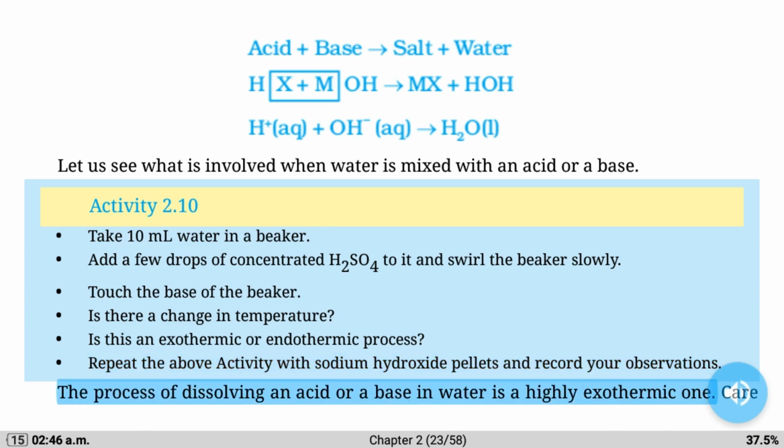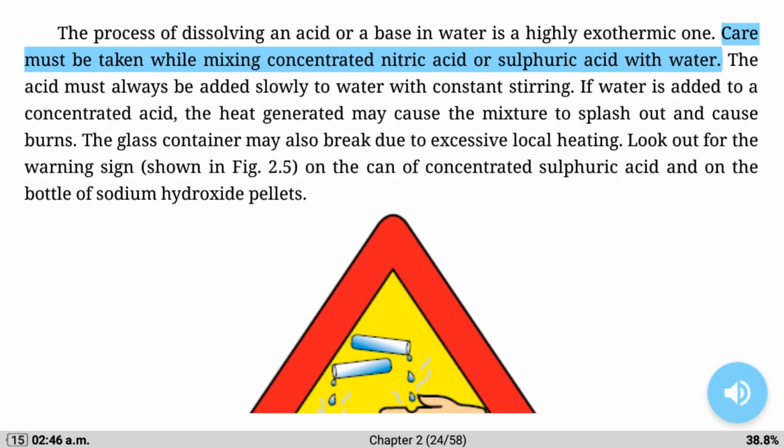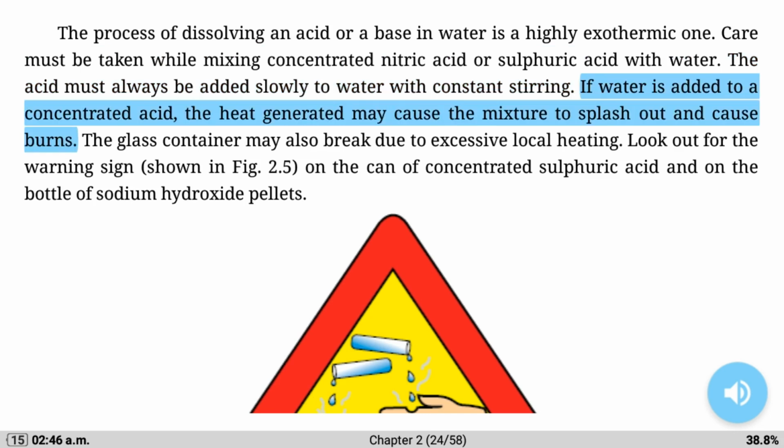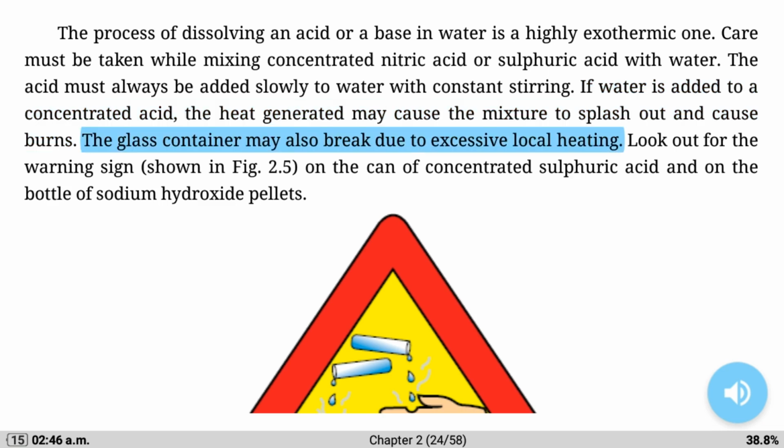The process of dissolving an acid or a base in water is a highly exothermic one. Care must be taken while mixing concentrated nitric acid or sulfuric acid with water. The acid must always be added slowly to water with constant stirring. If water is added to a concentrated acid, the heat generated may cause the mixture to splash out and cause burns. The glass container may also break due to excessive local heating.